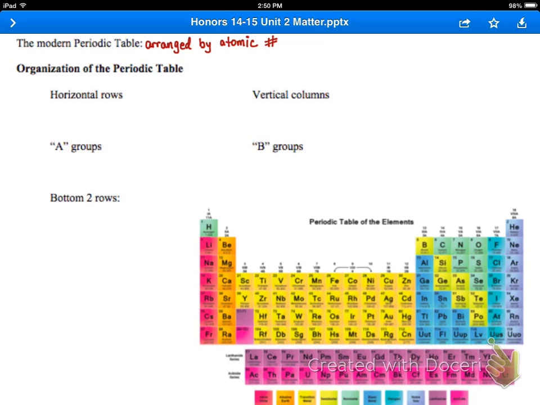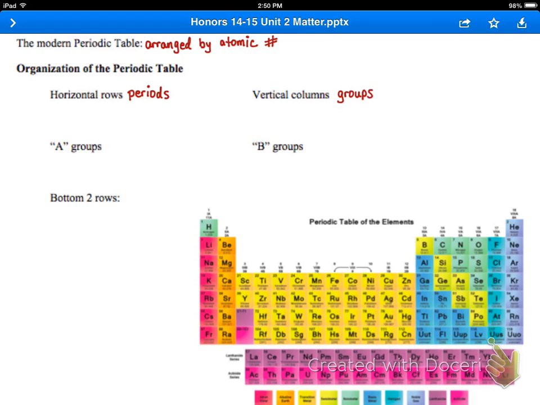So today, the big difference between Mendeleev's table and ours is that today the elements are arranged by atomic number. He didn't know about atomic number. He arranged them by mass. But now we know that the atomic number is the number of protons, and that's how the modern table is arranged.